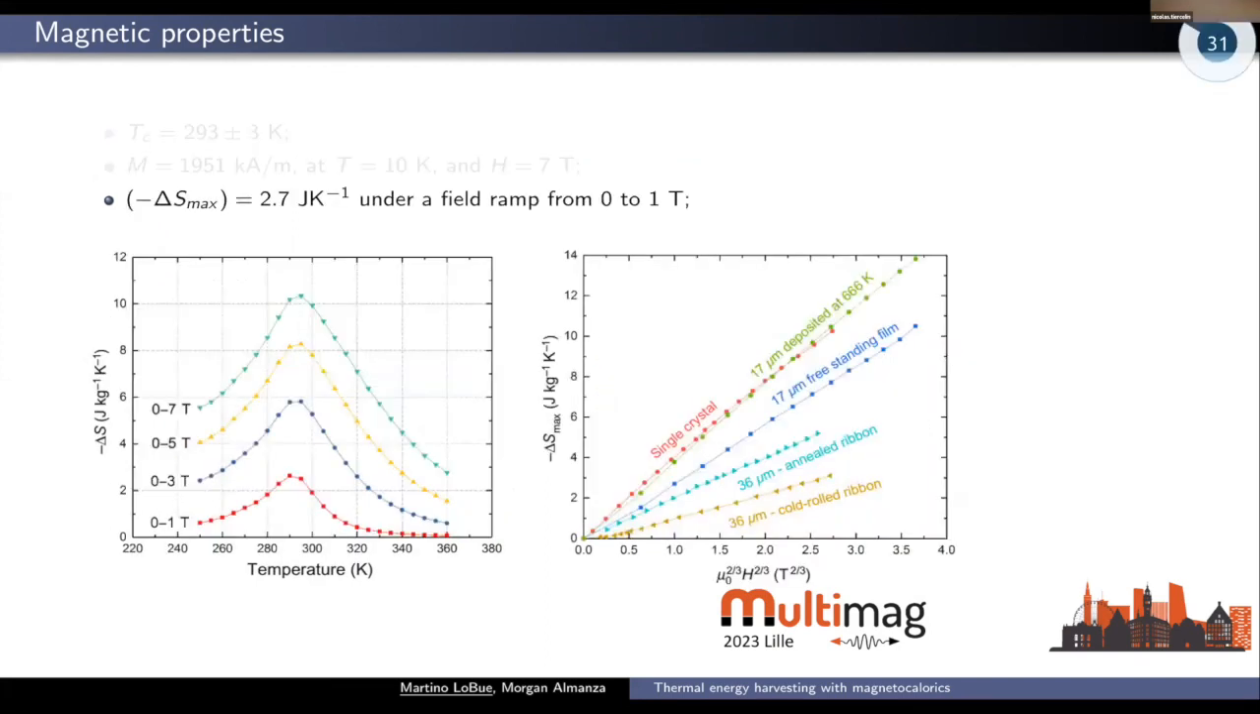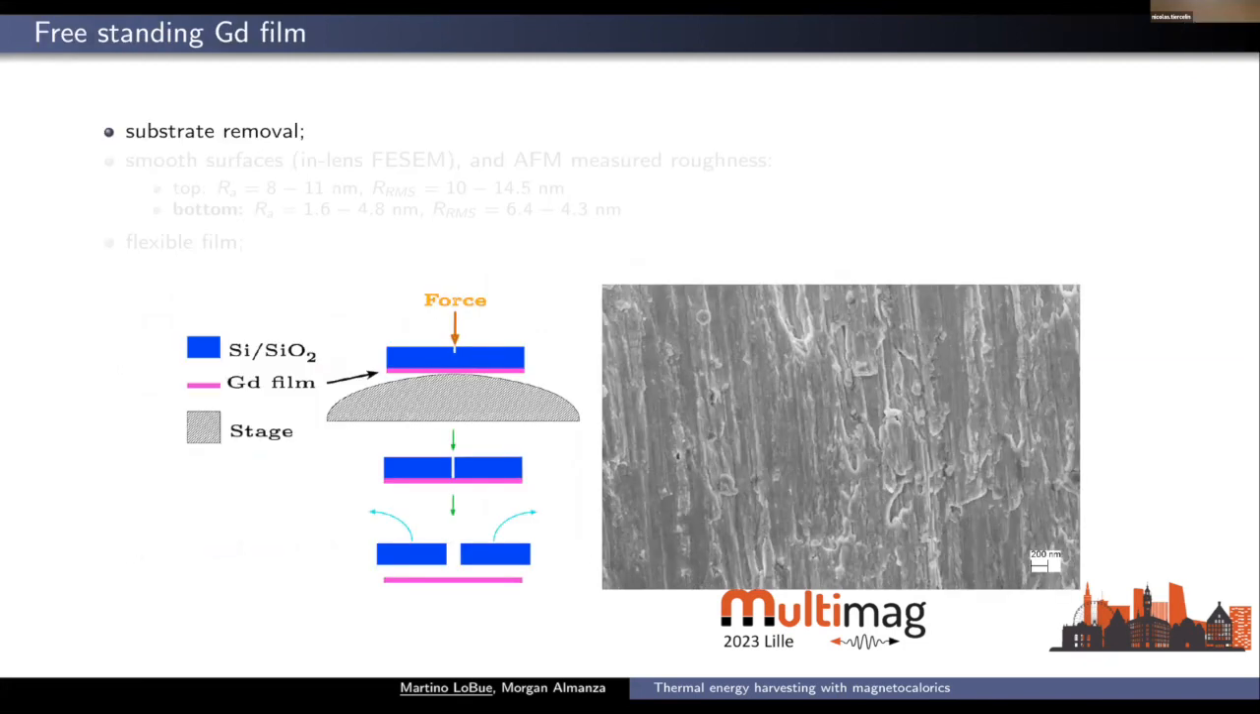The main result is here. We got, basically, with sputtering, a polycrystalline gadolinium thick film, 17 micrometer thickness, with the caloric properties of a bulk single crystal. This wasn't so easy, but we got it, and this is a pretty relevant result.